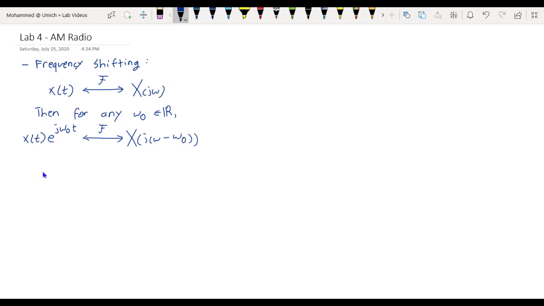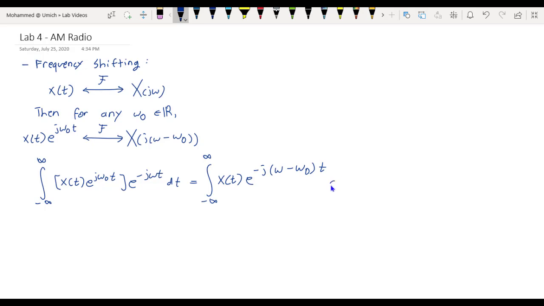And we see this because the Fourier transform of x(t) e^(jω0t) is the integral from minus infinity to plus infinity of x(t) e^(jω0t), this whole thing times e^(−jωt) dt, which equals the integral from minus infinity to infinity of x(t) times e^(−j(ω − ω0)t) dt, and this is simply X(j(ω − ω0)).